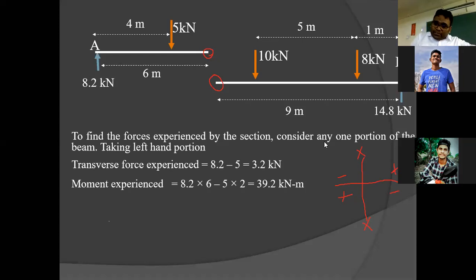So according to this sign convention, if this is a section, the force acting from downward is positive, and the force acting from upward will be negative. You can see it here: 8.2 is positive because of this sign convention, and 5 is negative because of this sign convention. Do you understand these things? Yes, sir. Okay, great. Every time we have to follow this.